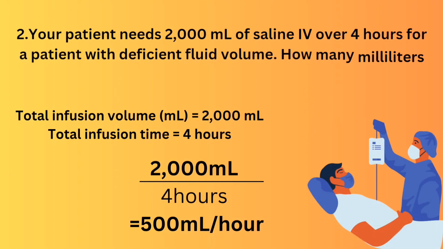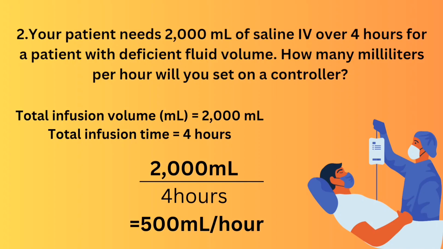Another example is the patient needs 2000 ml of NS over 4 hours. The calculation is 2000 ml divided by 4 hours is equal to 500 ml per hour.